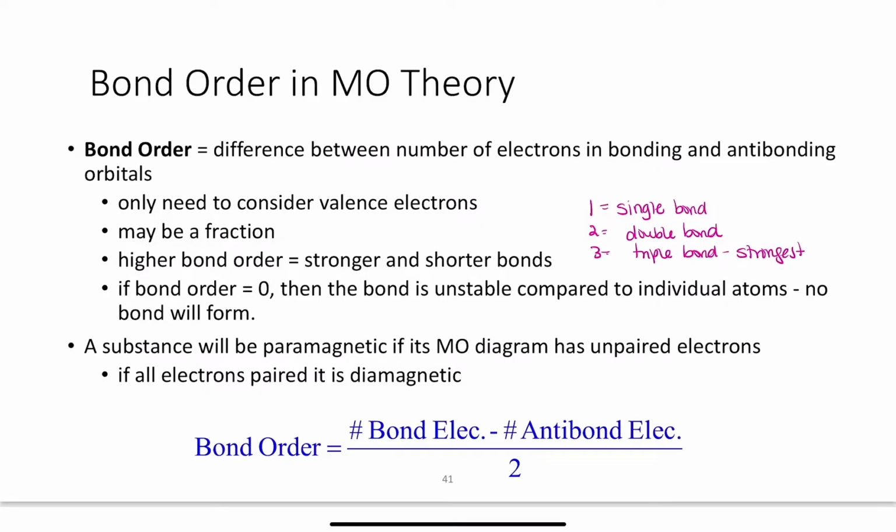A substance will be paramagnetic if the molecular orbital diagram has unpaired electrons. Remember paramagnetic? Unpaired electrons, it reacts in a magnetic field. If all electrons are paired, it is diamagnetic. It is not magnetic, meaning it does not react in a magnetic field. To find your bond order, you take the number of bonding electrons you have, subtract the number of antibonding electrons you have, and divide by 2.